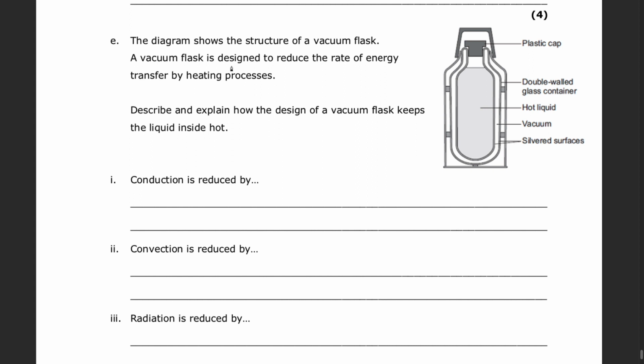Question E. The diagram shows the structure of a vacuum flask. A vacuum flask is designed to reduce the rate of energy transfer by heating processes. Describe and explain how the design of a vacuum flask keeps the liquid inside hot.